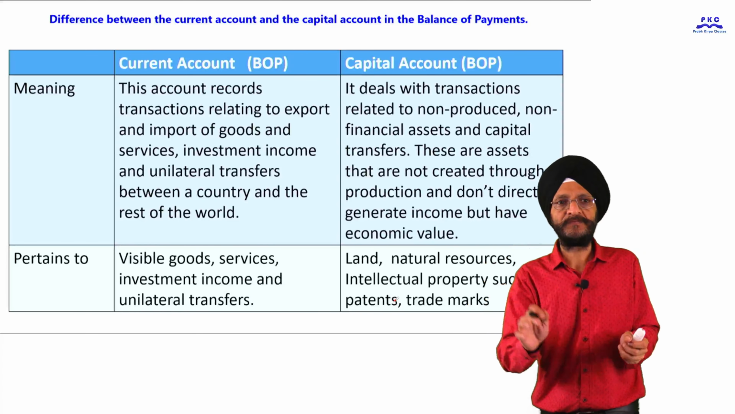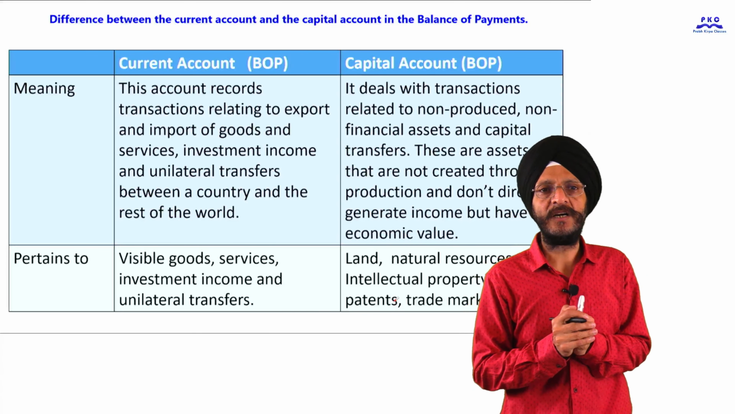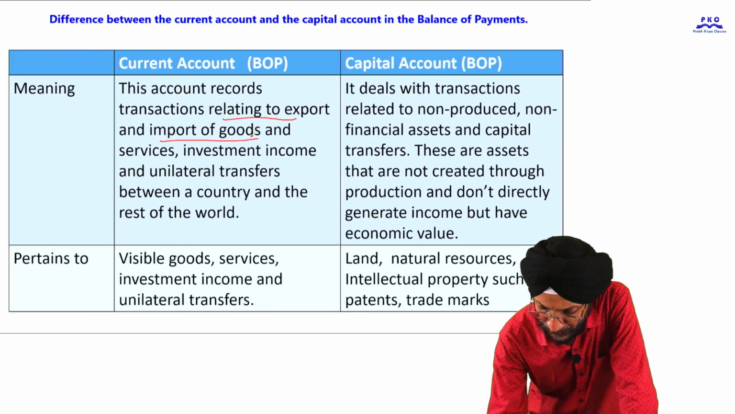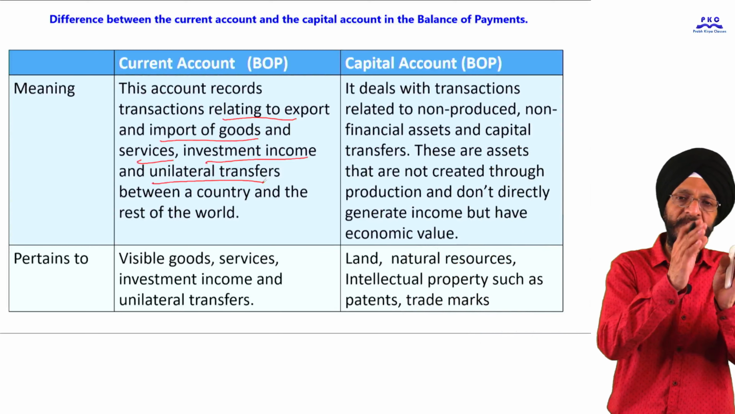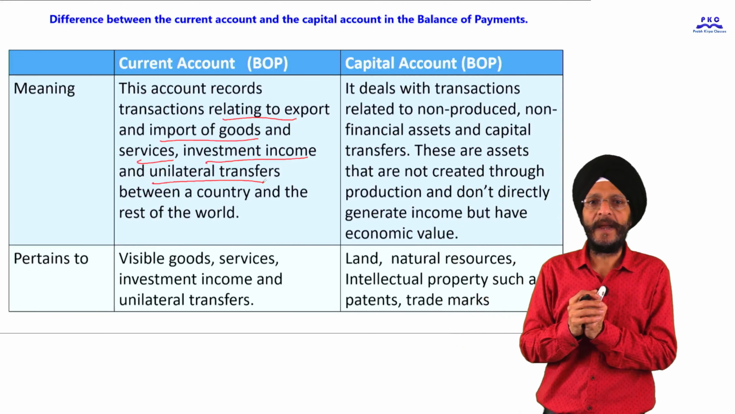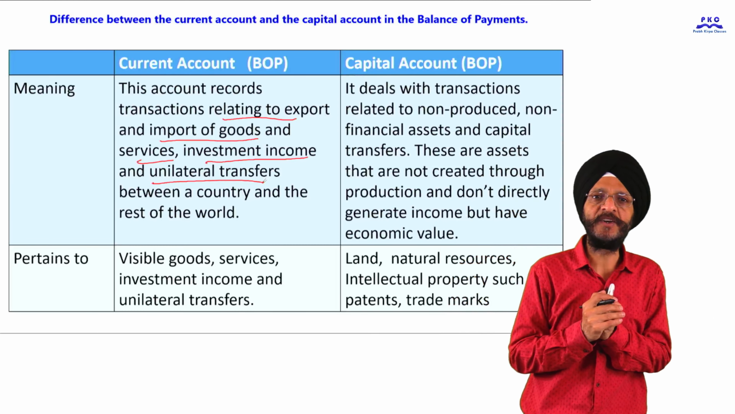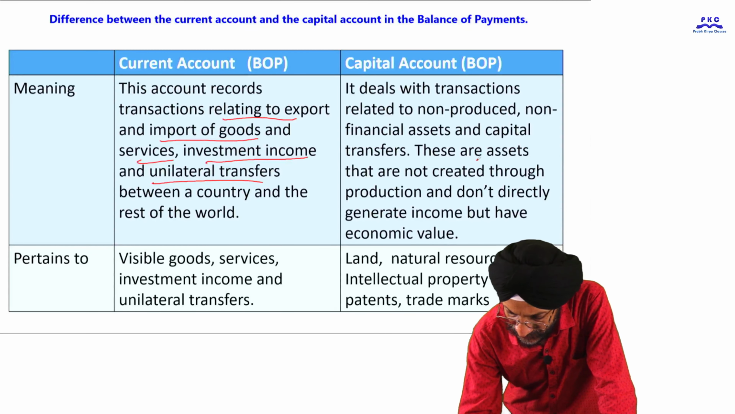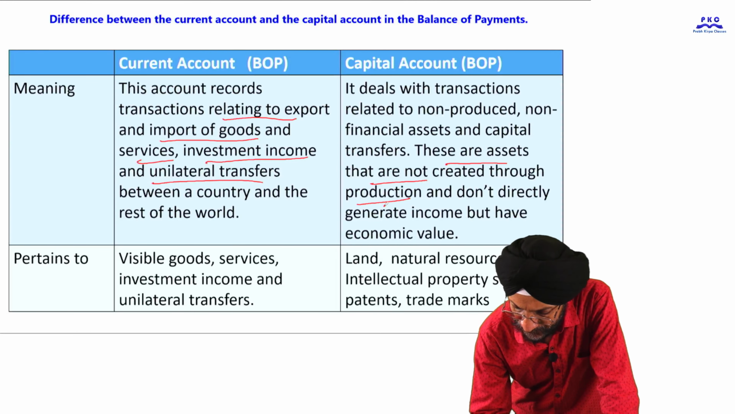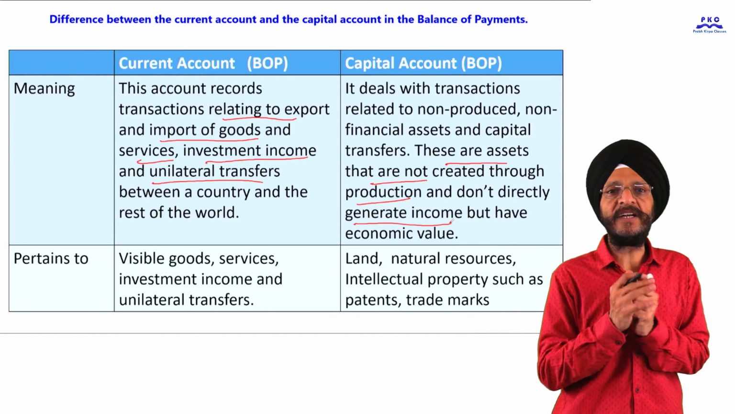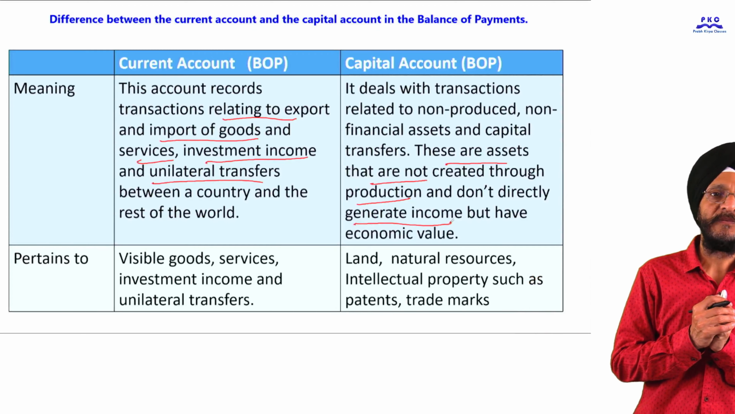So now we will have a brief discussion about the difference between the two. Current account records transactions pertaining to export and import of goods and services, investment income, and unilateral transfers which take place between the residents of a country and the rest of the world. On the other hand, capital account deals with the transactions related to non-produced, non-financial assets and capital transfers. These assets are not created through production, and these assets do not directly generate income but have economic value.